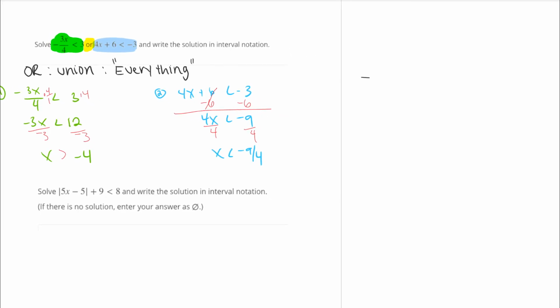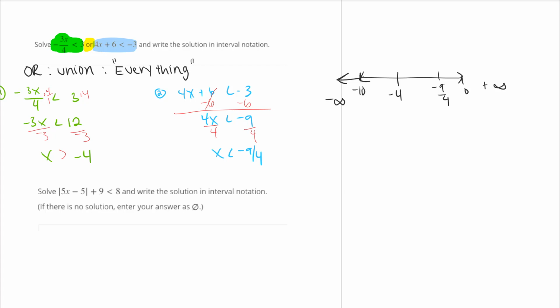So again, if you want to just think about the visual, I'll have a negative 9/4 and I have a negative 4, right? And we have 0 over here, and let's say negative 10 over here. And of course this goes off to negative infinity, and this can go off to positive infinity.